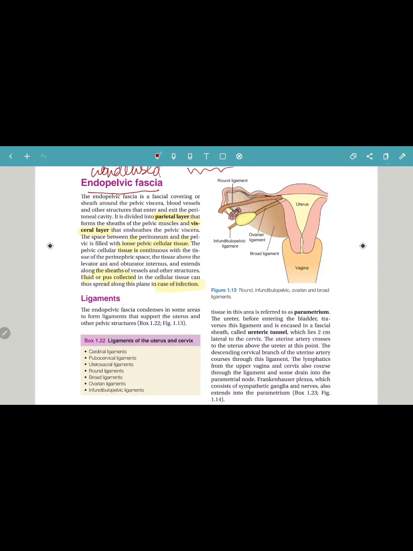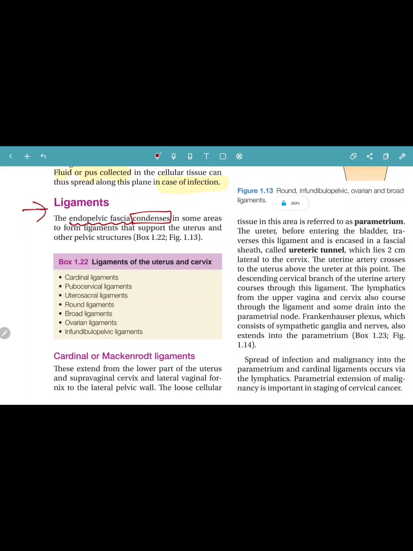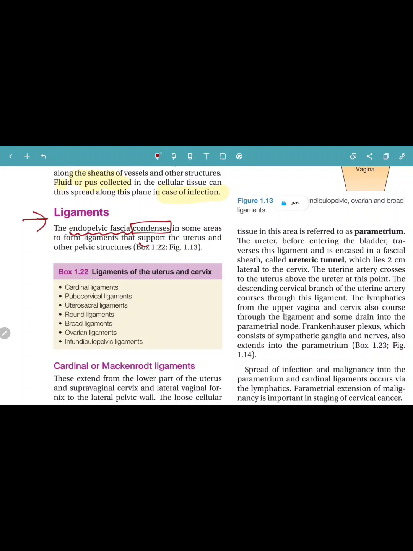Now let's study about the ligaments. Moving on to the ligaments, the endopelvic fascia condenses in some areas to form ligaments that will support the uterus as well as the other pelvic structures. Basically all these ligaments are nothing but condensation of endopelvic fascia.